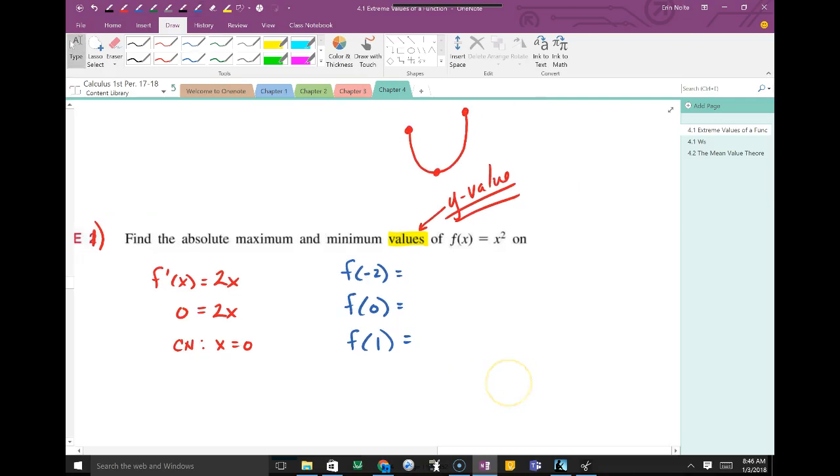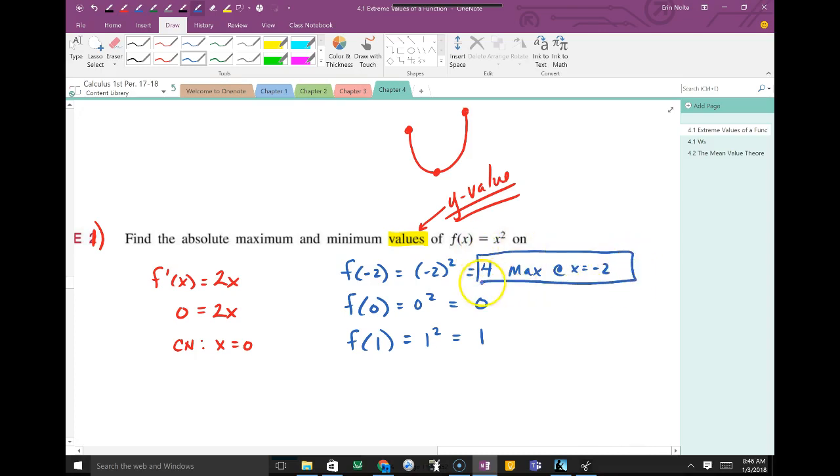Okay. So I'm going into my function. -2 squared would give us 4. And then 0 squared would give us 0. And 1 squared is 1. So which one gives us a maximum value? Okay, so we have a max at the x value of -2. So 4 is our max value.